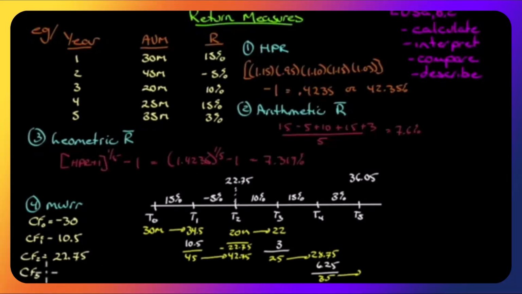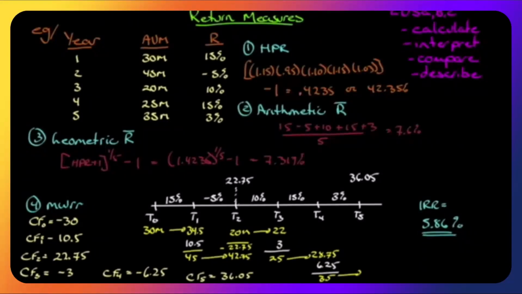Our cash flow at time 3, we added another 3 to the fund, so we have a negative cash outflow. Cash flow at period 4, 6.25 went into the fund, so that had to be an outflow for us. And then cash flow at period 5 equals an inflow of 36.05. So if we enter that into our calculator and calculate the IRR on that one, it will equal 5.86%. 5.86% is the money-weighted rate of return.